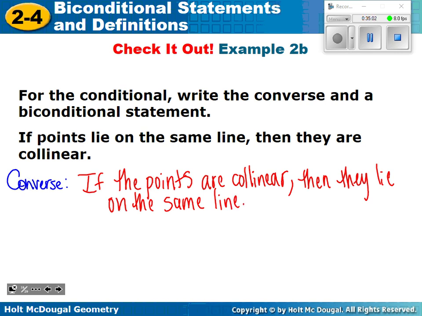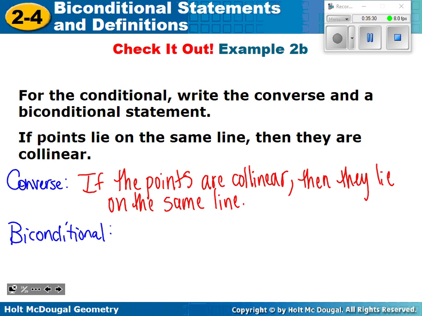And again, these are all definitions, right? Because they go both directions. The definition for collinear are points that lie on the same line. The definition for acute, between 0 and 90. So definitions can always go both directions. Okay, then I want you to write the biconditional. So what's the biconditional going to say? The points are collinear if and only if they lie on the same.